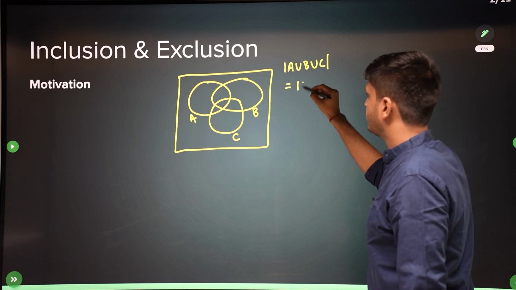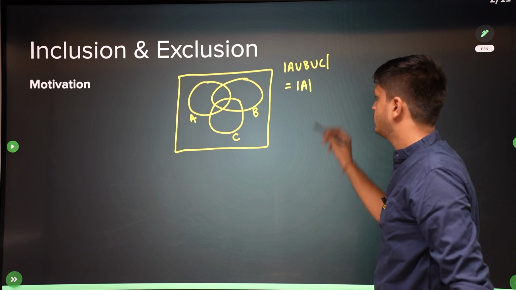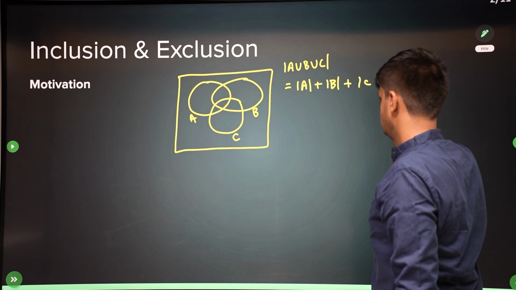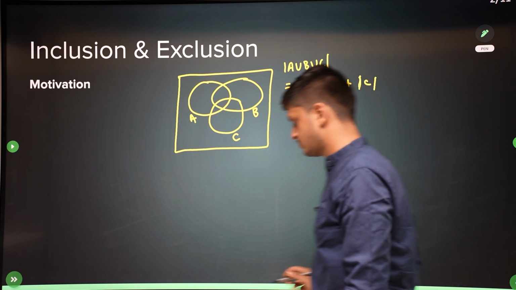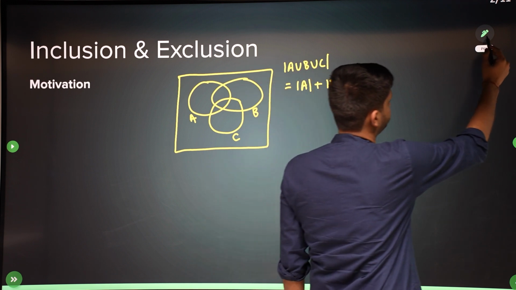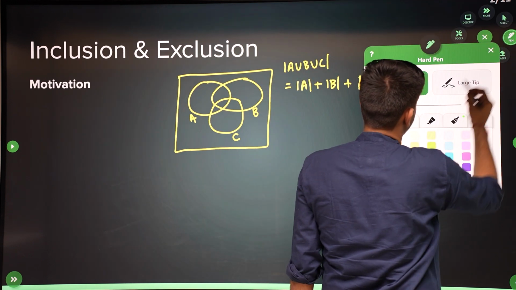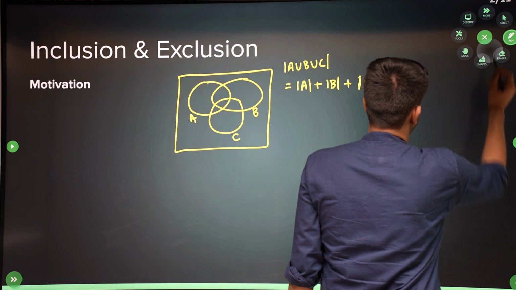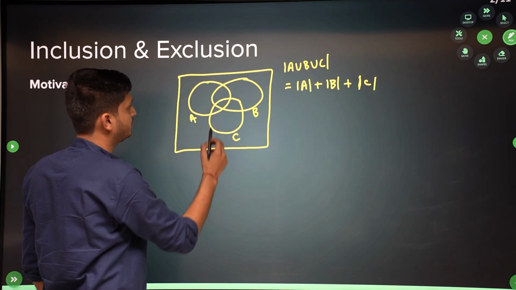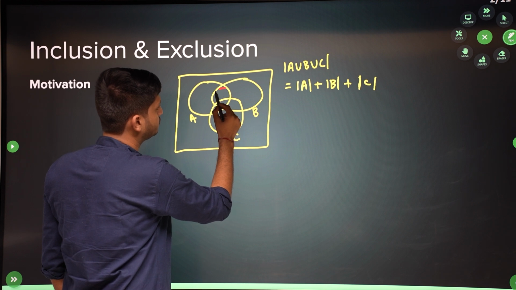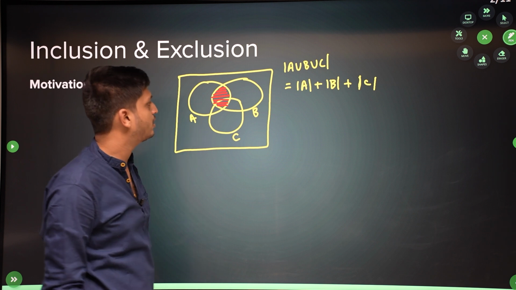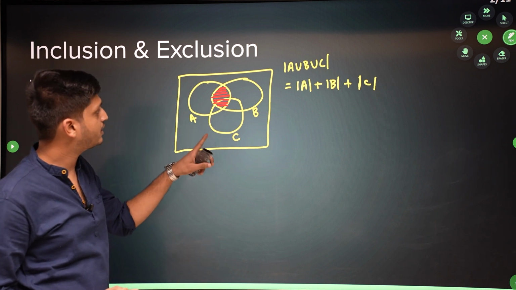It will be the number of elements in A, plus the number of elements in B, plus the number of elements in C. This is okay, but right now we are overcounting. So when we are adding all the elements in A, B and C, this particular area which is in both A and B is counted in both A and B.